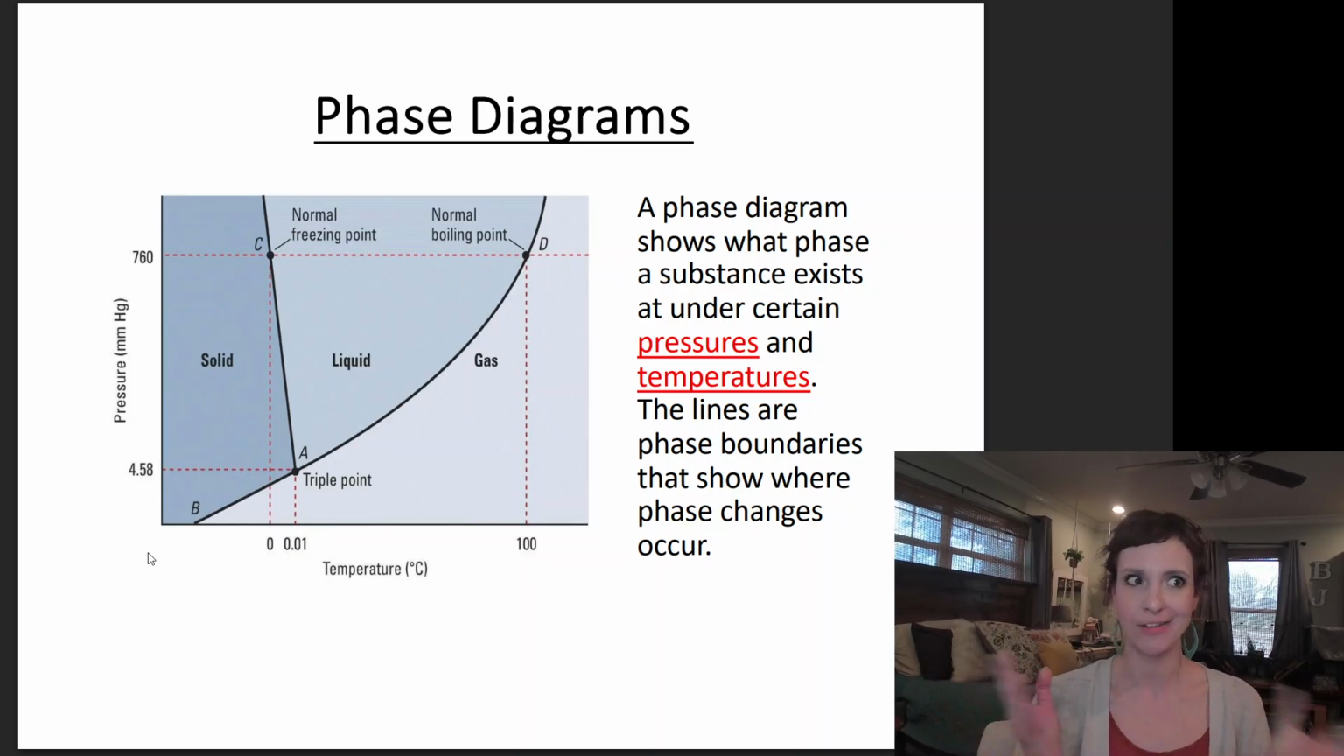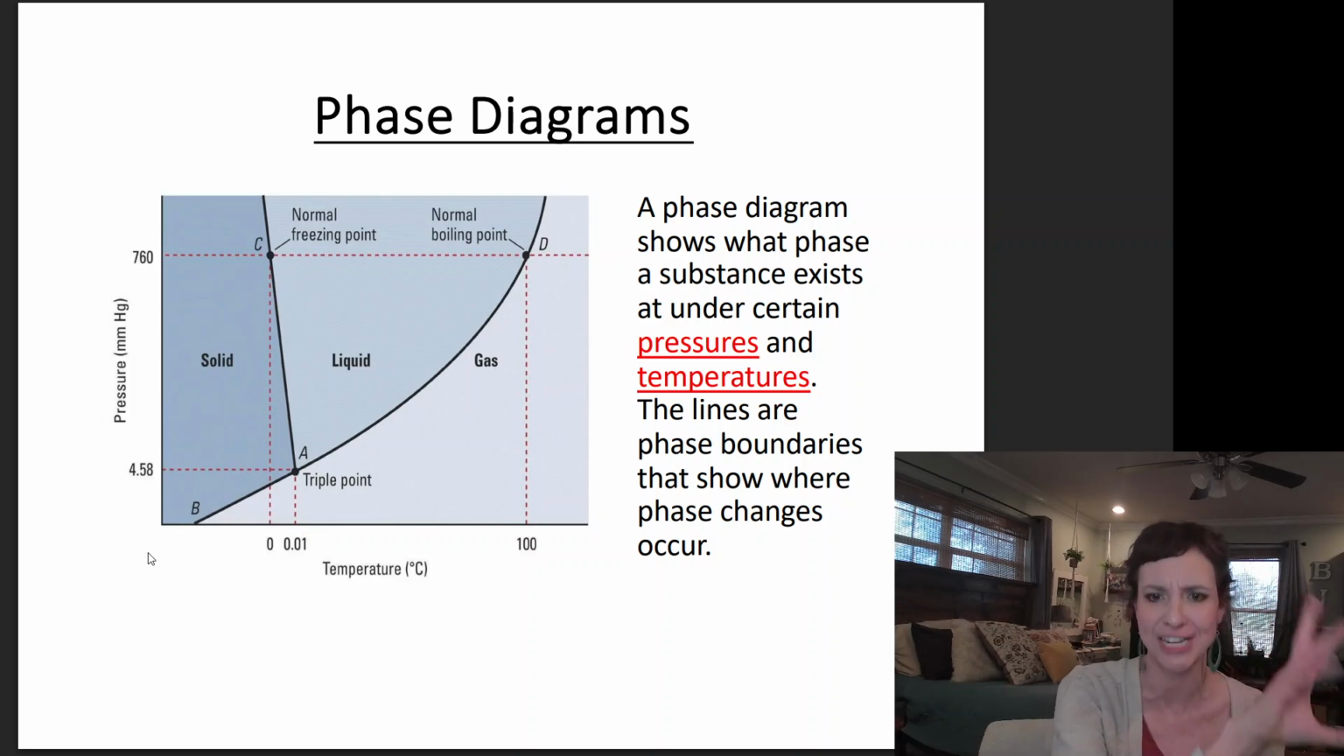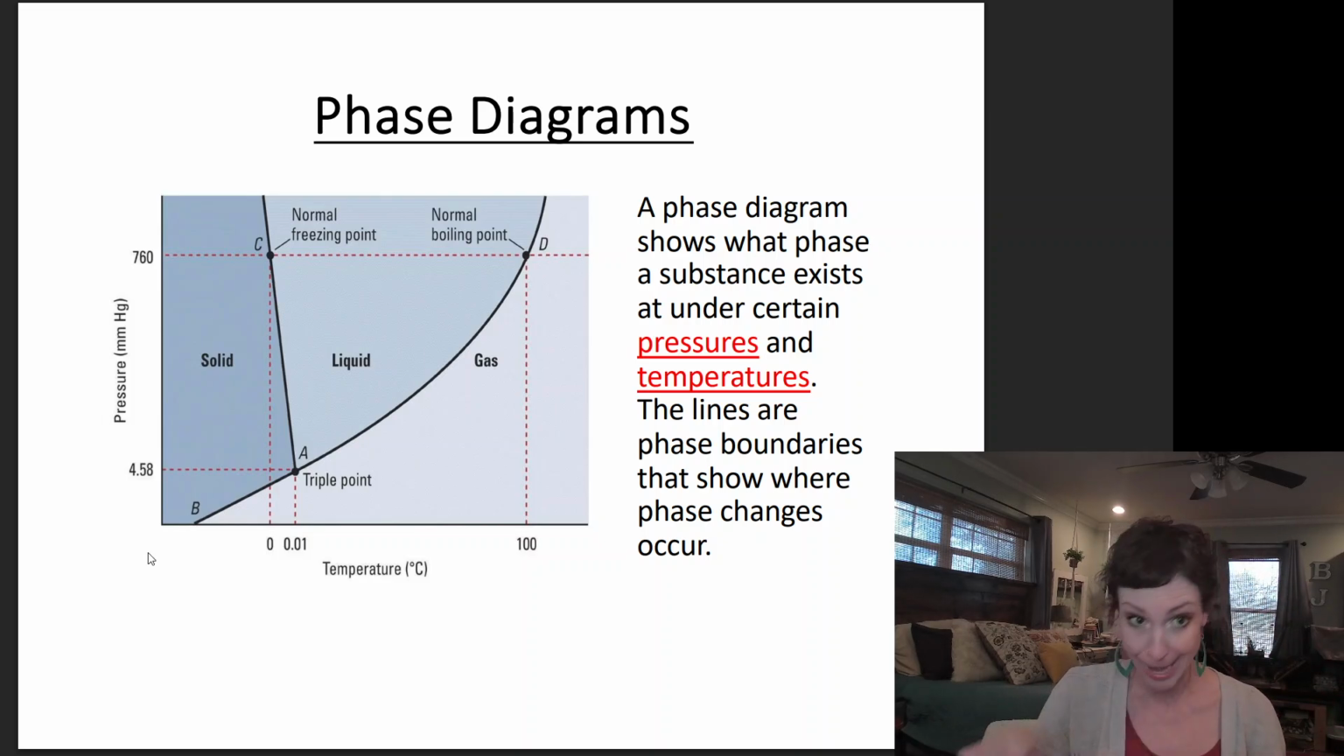Since the state of matter depends on what temperature and pressure you're in, I'm noticing on this graph there's a solid section, a liquid section, and a gas section. There are also some lines that are the boundaries between those. Those lines are phase boundaries that show where the phase changes occur.